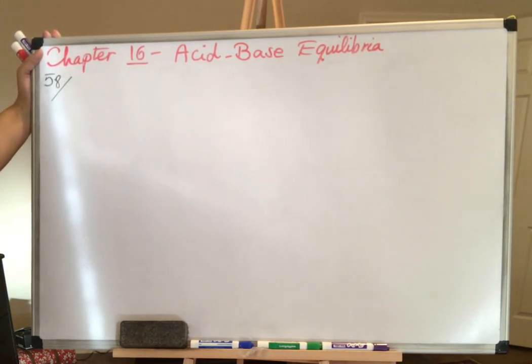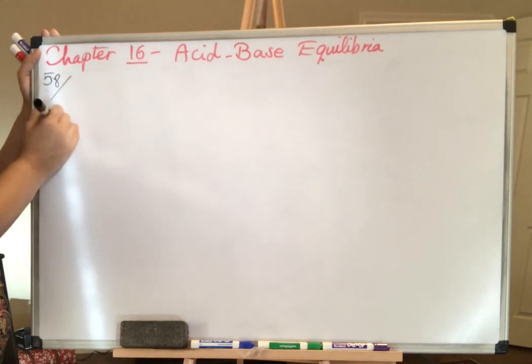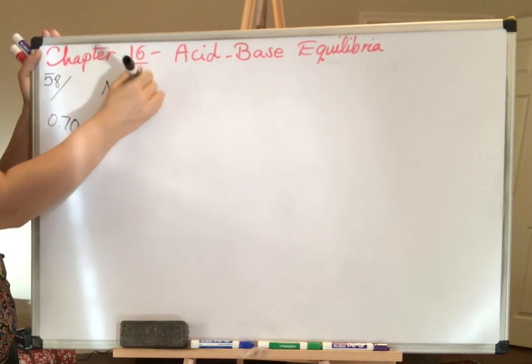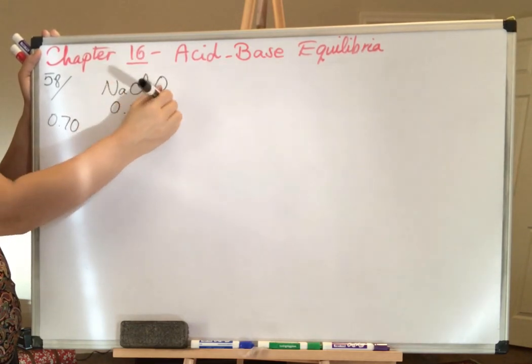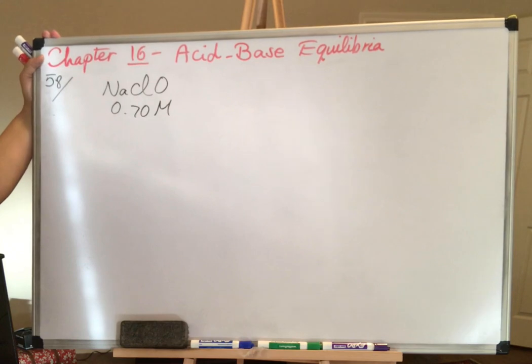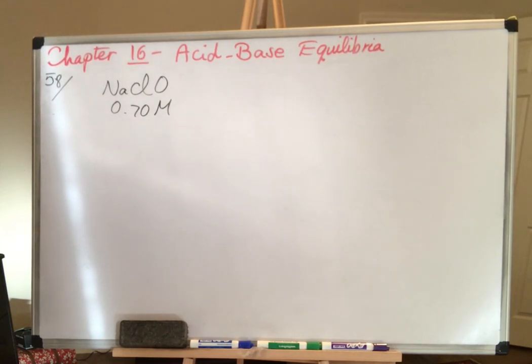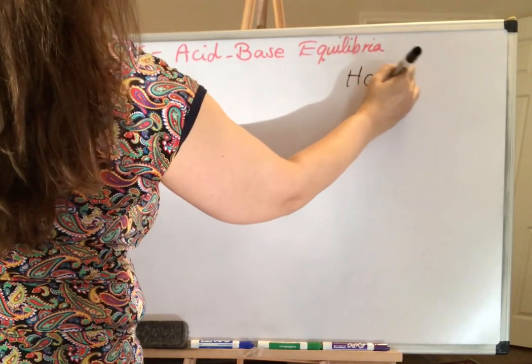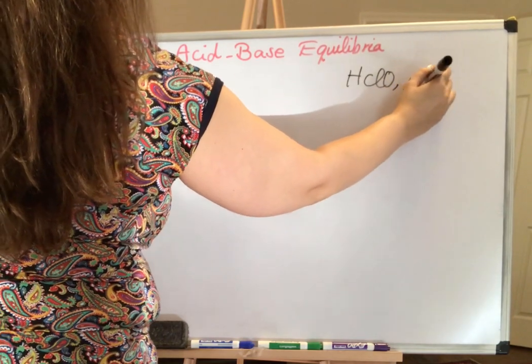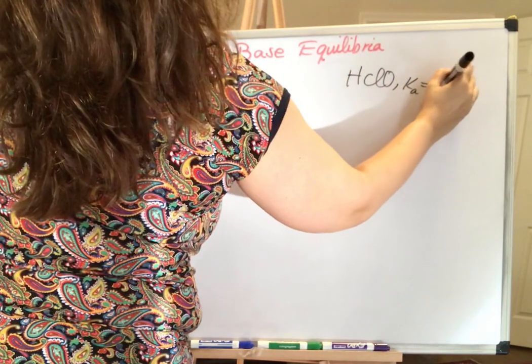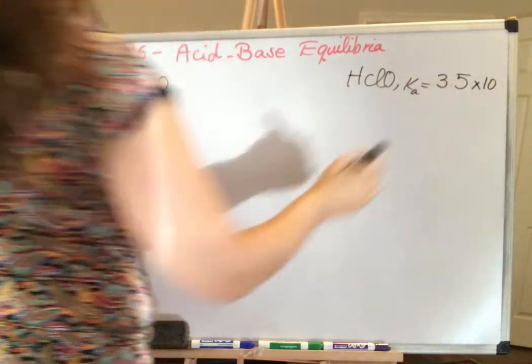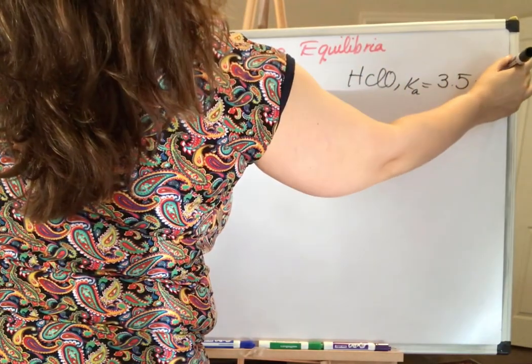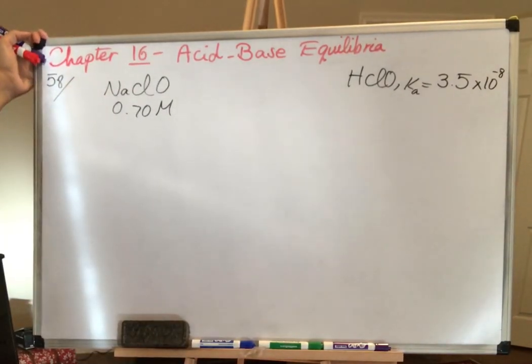Household bleach is a 5% solution of sodium hypochlorite. This corresponds to a molar concentration of about 0.70 molar NaClO. What is the concentration of OH negative, and the pH of the solution? For HClO, Ka is given as 3.5 times 10 to negative 8.